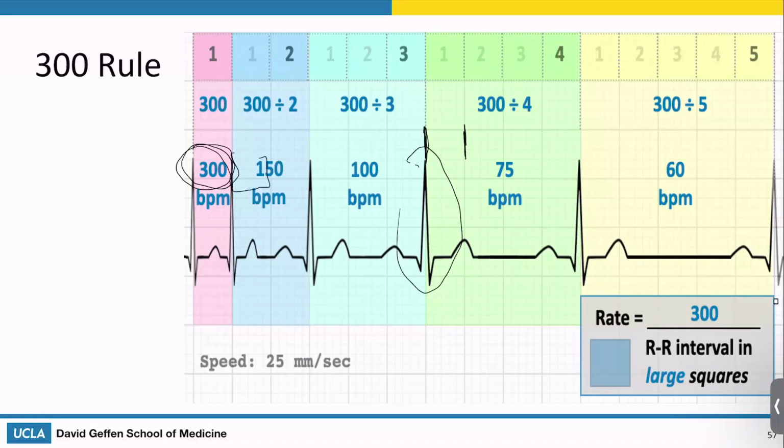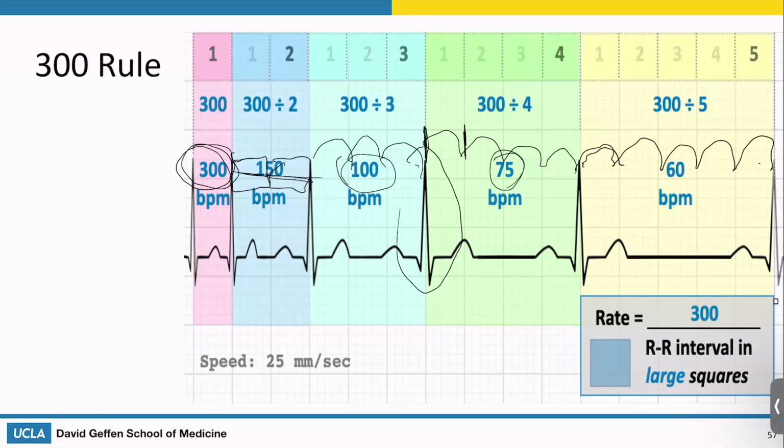If you take, there's two boxes in between here, you take 300 divided by 2, this is going to be at a rate of 150. 300 divided by 3 boxes is going to be 100 beats. 300 divided by 4 boxes is 75. The other way you start to get really good at this is calculating it just by doing this. You're going to say 300, 150, 100, 75, 60. And you start memorizing those numbers and you can calculate it that way. So you can either do 300 divided by the boxes, or you can say 300, 150, 100, 75, 60 as you just kind of hop over the boxes.